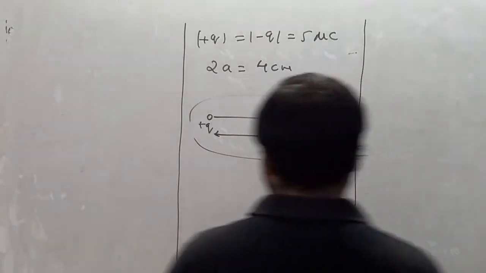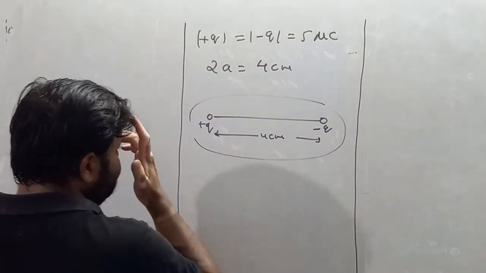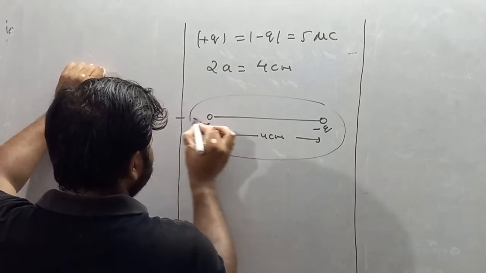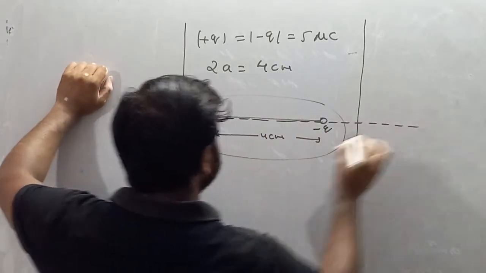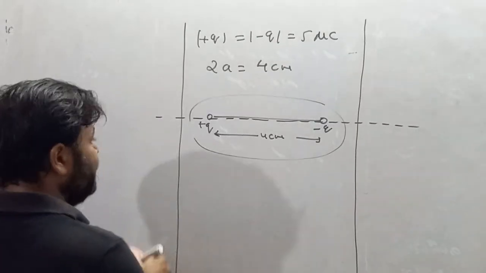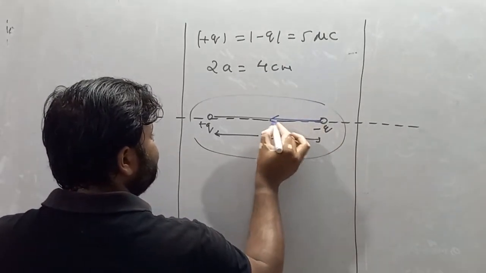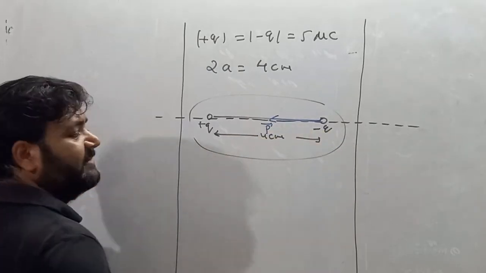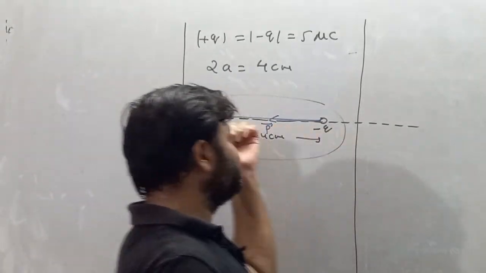So what are they saying? They are saying, dear student, we have a dipole system and this line is basically the axial line, which is parallel to the dipole moment. If I put the direction of the dipole moment, it is like this, because the direction of the dipole moment is always from negative to positive.